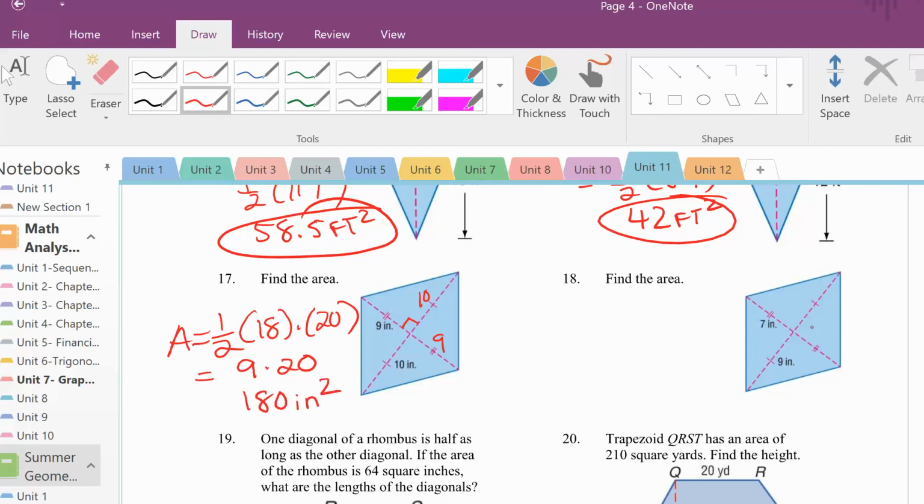So in this next one, same thing. This is 7, this is 9. So the first diagonal is 14. The second diagonal is 18. So it's going to be 7 times 18, which is 126 square inches.